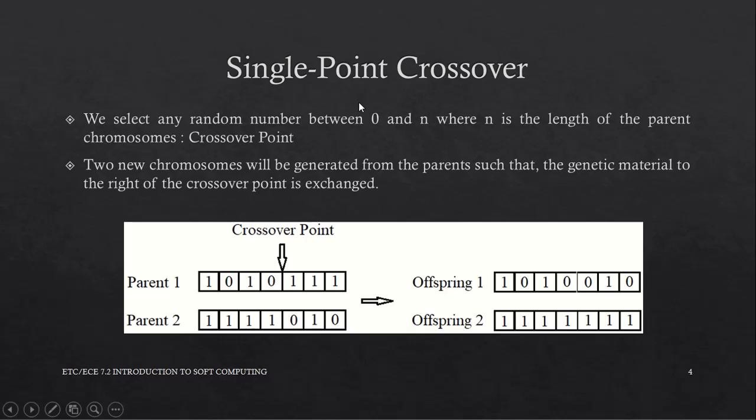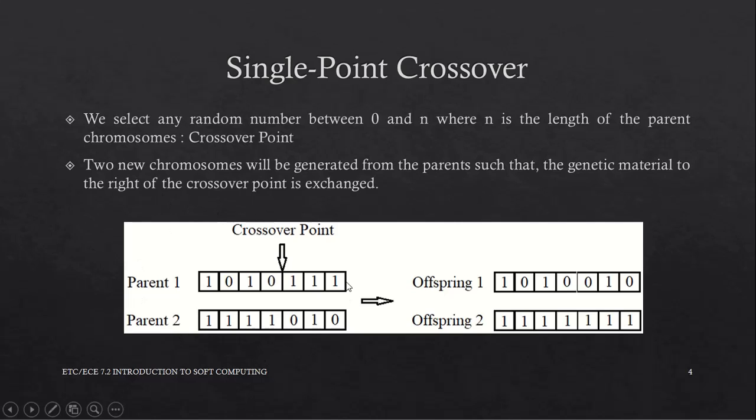Single point crossover operates on binary and real valued chromosomes. We select any random number between 0 and n, where n is the length of the parent chromosomes. This number is the point at which crossover will occur. Hence it is called the crossover point. Now, two new chromosomes will be generated from the parent such that the genetic material to the right of the crossover point is exchanged. To understand this better, let us consider this example.